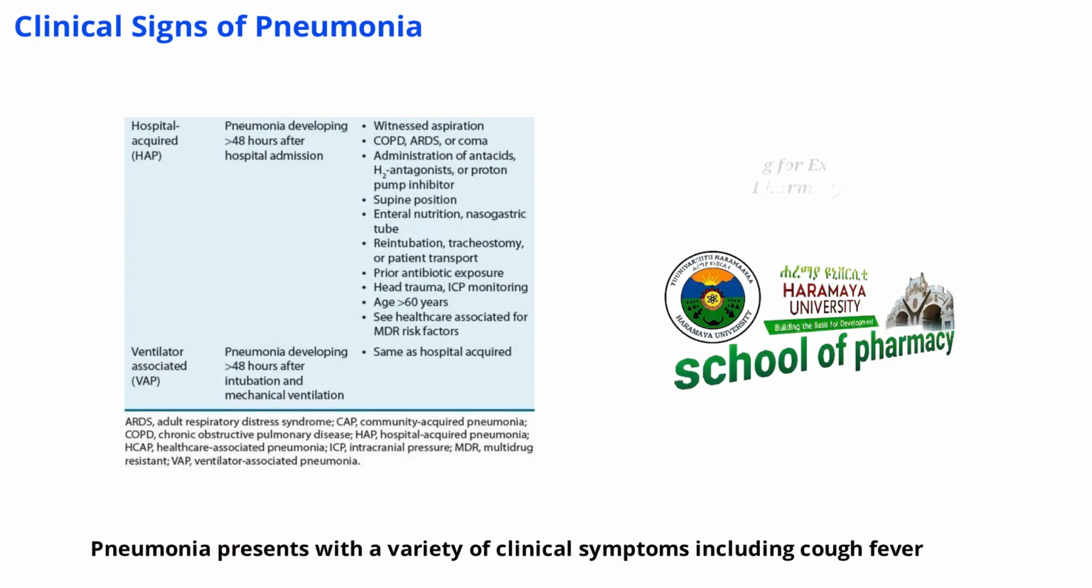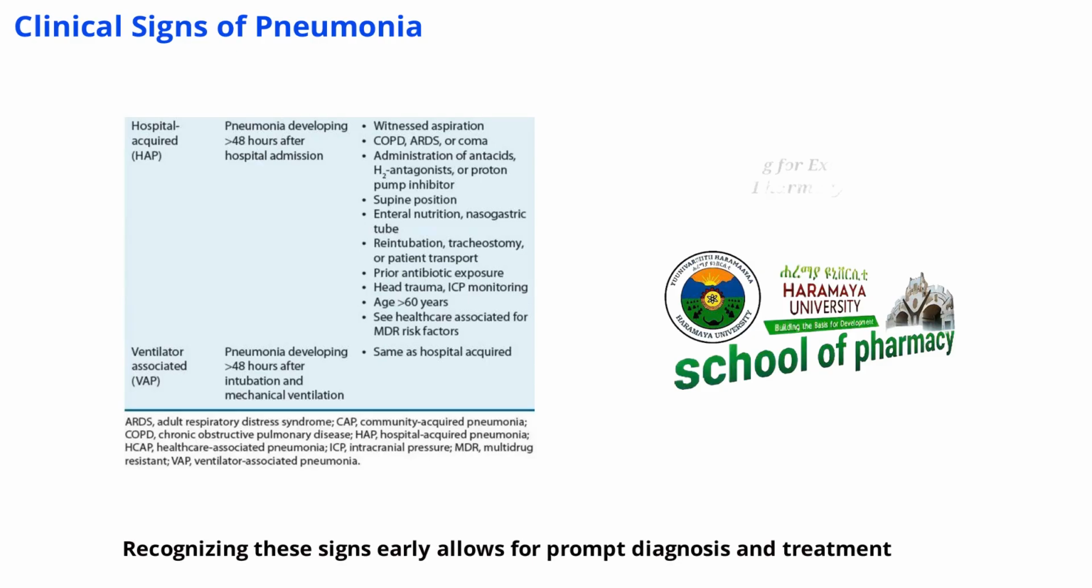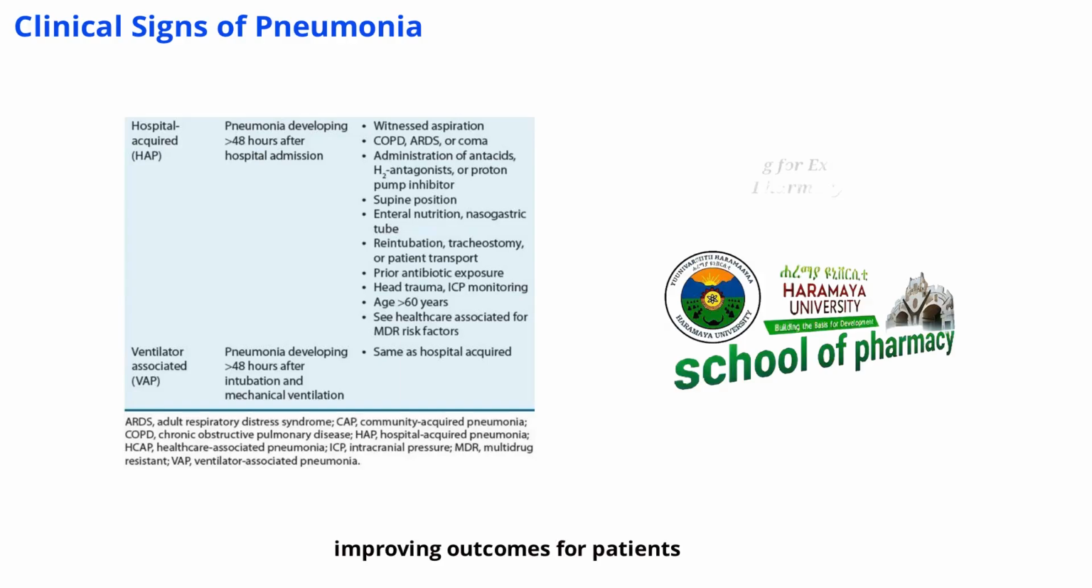Pneumonia presents with a variety of clinical symptoms, including cough, fever, shortness of breath, and chest pain. The severity and combination of these symptoms can vary depending on the type of pneumonia and the patient's overall health. Recognizing these signs early allows for prompt diagnosis and treatment, improving outcomes for patients.